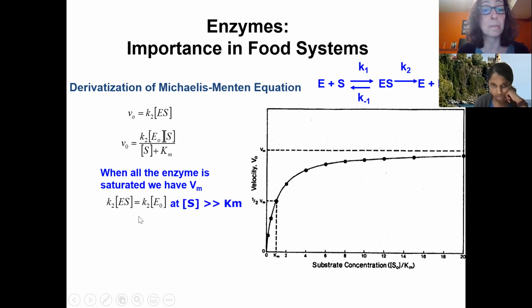So for Vmax, you have K2 times ES equals K2 times total enzyme, so all of the enzyme is in the form of ES. Therefore, Vmax now equals K2 times the concentration of all of the enzyme, because in this case we reached maximum velocity, all the enzyme is saturated, so all the enzyme is in the form of ES. All right, so now this function, K2 times E naught, or total enzyme, represents Vmax.